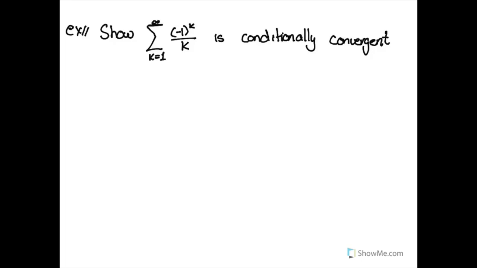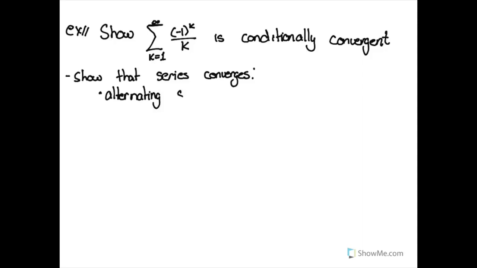So for this, we need to check two things. First, we need to show that the series converges. And the way we do that is we note that this is an alternating series, with our positive sequence being ak equal to 1 over k.